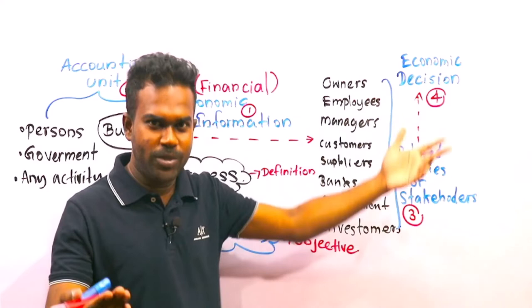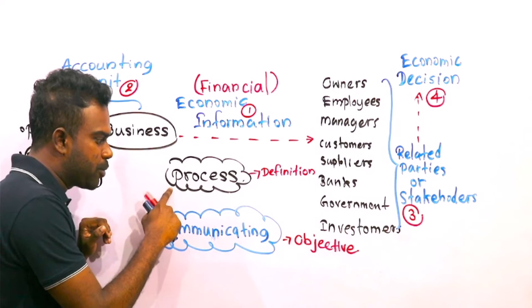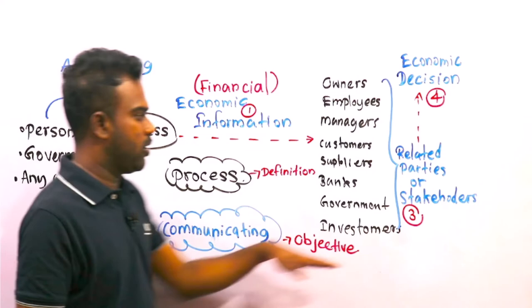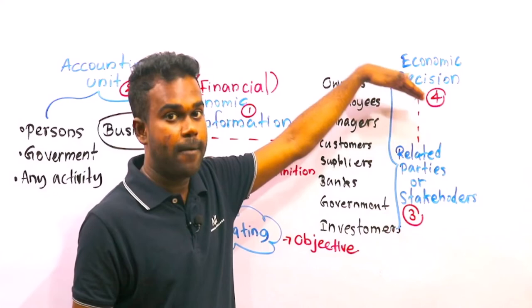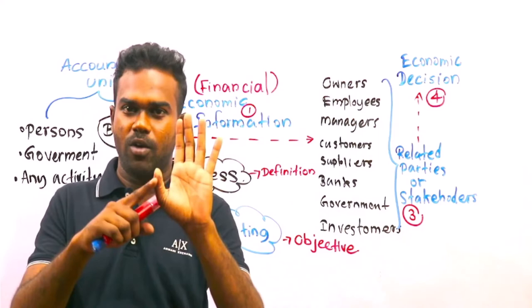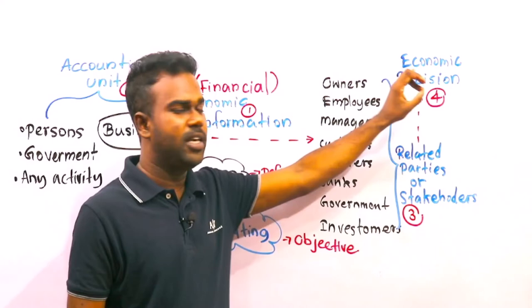Then what is the definition? It is the process of providing economic information regarding an accounting unit for stakeholders to make decisions. Objective: communicating of economic information regarding an accounting unit for stakeholders to make economic decisions, right? So what are the four key words? Accounting unit, economic information, stakeholders, and economic decisions, right?